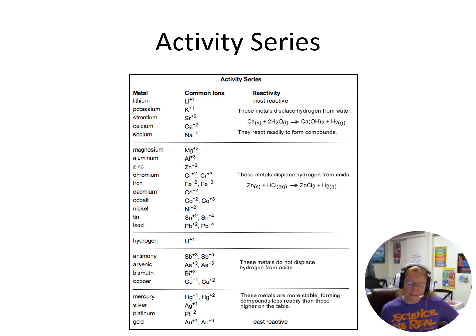You can also build an activity series too. If you're shown reactions and like this plus this gives no reaction and this plus this gives a reaction, you can actually start to piece together an activity series based on looking at, well, if this didn't react, this is more active than that. And if this did react, that is more active than this. And you can build all that together. All right, so that is it for understanding just the basics behind redox reactions.